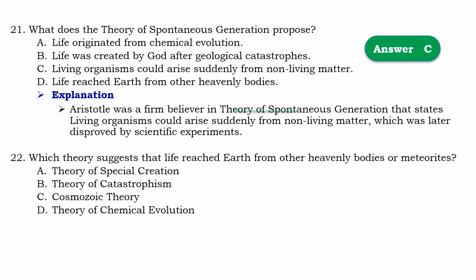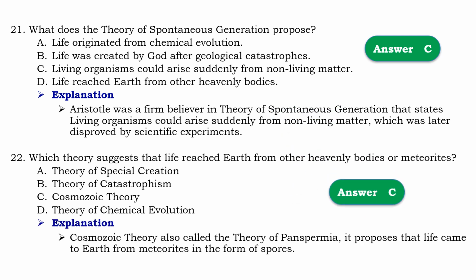So that should be C. Cosmosian theory. Means that Cosmosian theory, also called the theory of panspermia, it proposed that life come to the earth from meteorites in the form of spore.